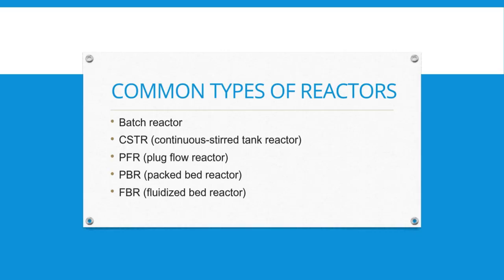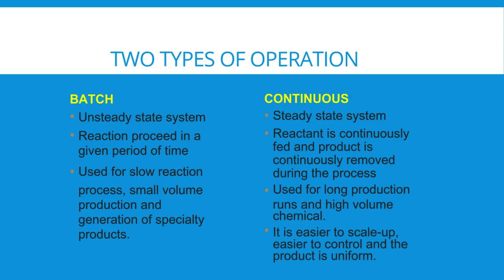Some common types of reactors are batch reactor, CSTR, continuous stirred tank reactor, PFR, plug flow reactor, PBR, packed bed reactor, and FBR, fluidized bed reactor. Reactor may operate in two modes, namely batch and continuous.